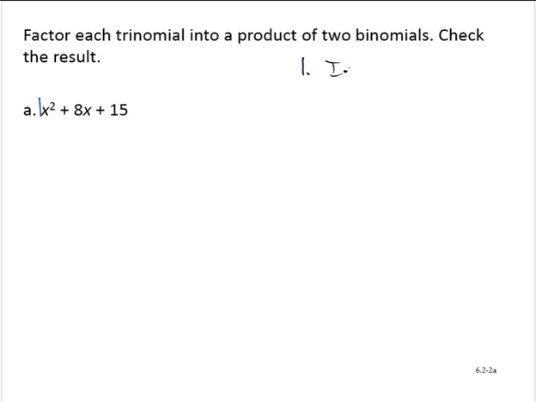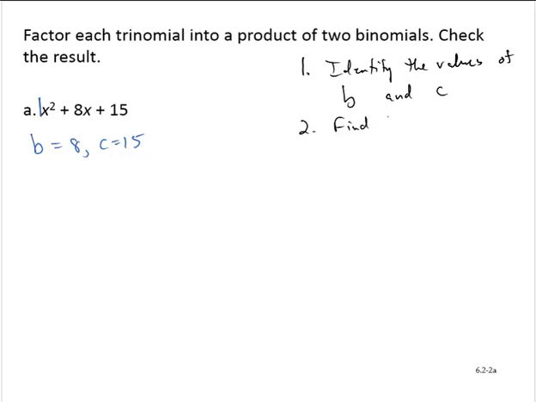And in this inspection method, we first identify the values of b and c. Alright, so by inspection, we see that b is 8 and c is 15. Second, find factors of c that add to b.